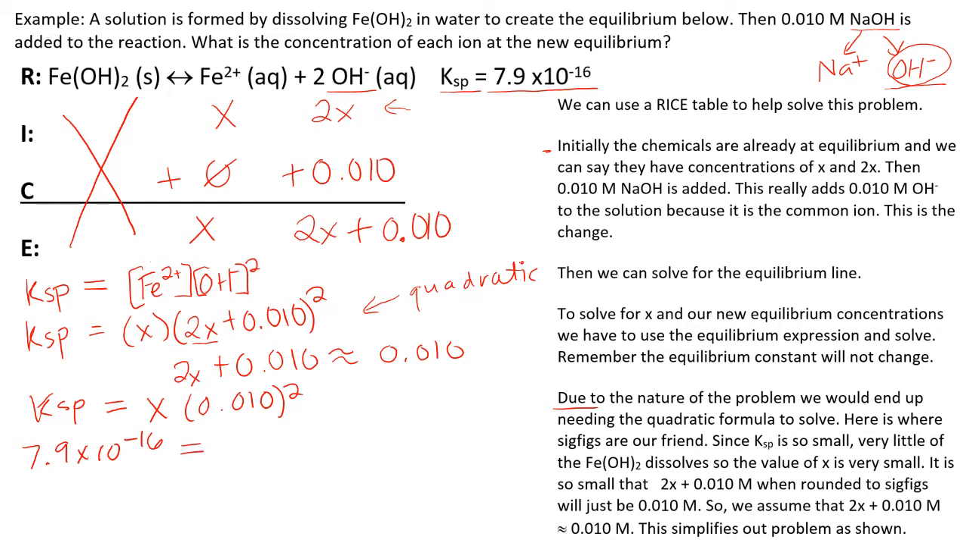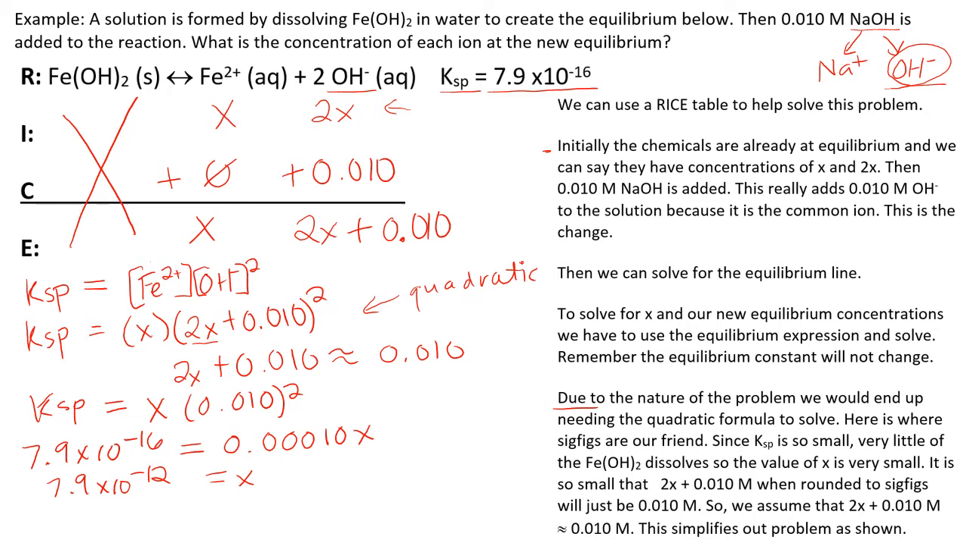That's going to equal, if we did 0.010 squared, we get 0.00010, and we're multiplying that by x. So then we can divide by that, and our x value would equal 7.9 times 10 to the negative 12th. So let's just test our little theory up here.